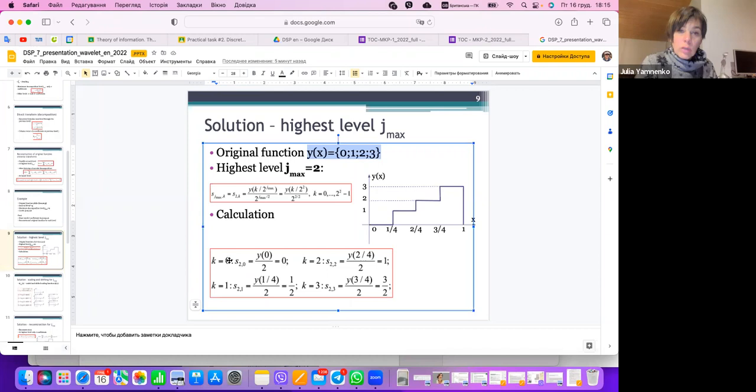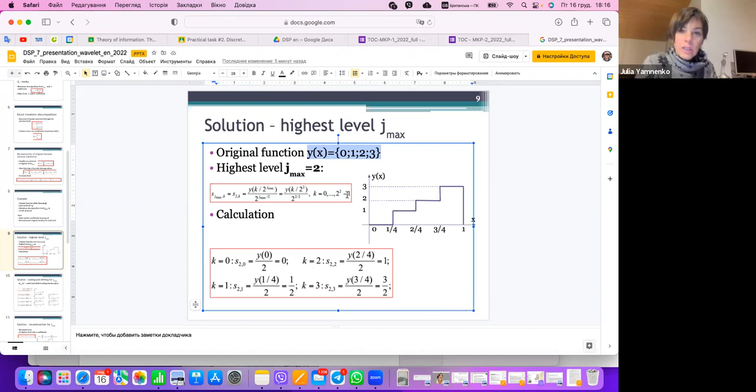In order to calculate the first of them, S2,0, we take the first value of the original function, y(0), which is equal to 0, so the first coefficient is equal to 0. To calculate the second one, we take the next value, y(1/4), which means the value for the next quarter of the interval. This is value number 2, equal to 1. So we have 1 in the numerator and 2 in the denominator, and our second coefficient will be equal to 1/2.